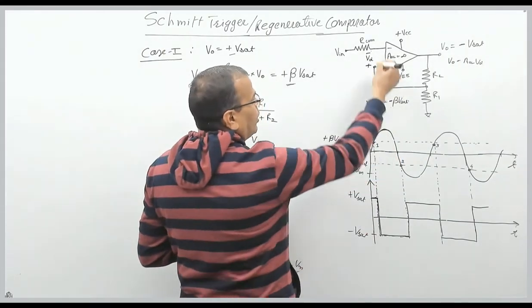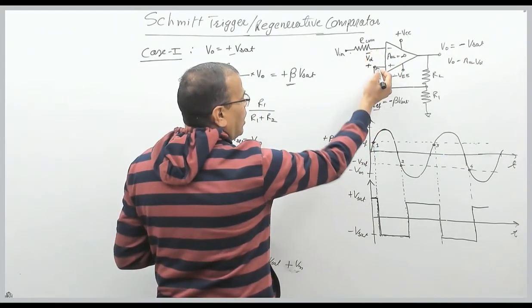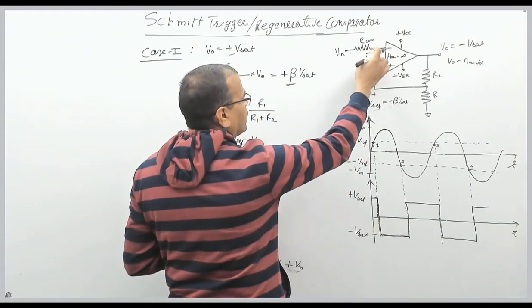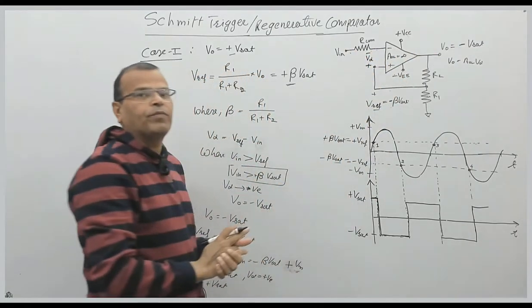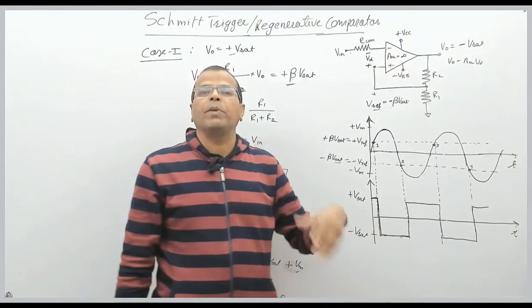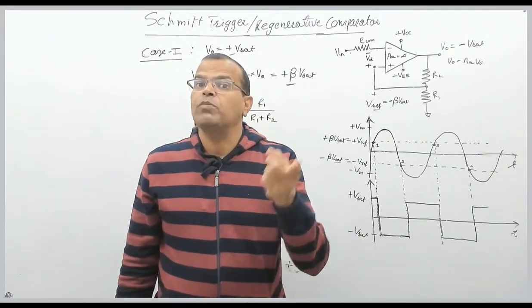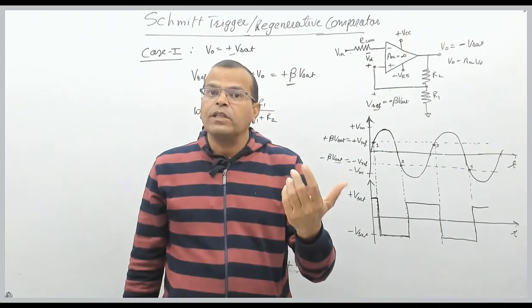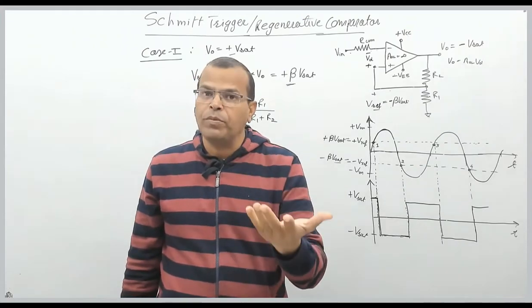Now see carefully, input voltage is now more than this value. When this input voltage is more than this, output will remain negative, because it is the inverting input. Please understand. When the voltage at the inverting terminal is more than the voltage at the non-inverting terminal, output is negative. When the voltage at the inverting terminal is less than the voltage at the non-inverting terminal, output will be positive.